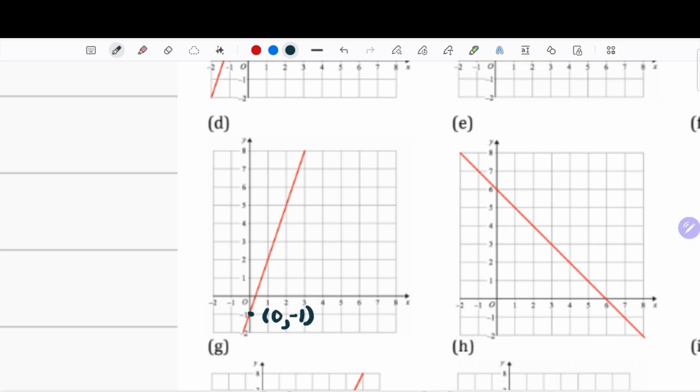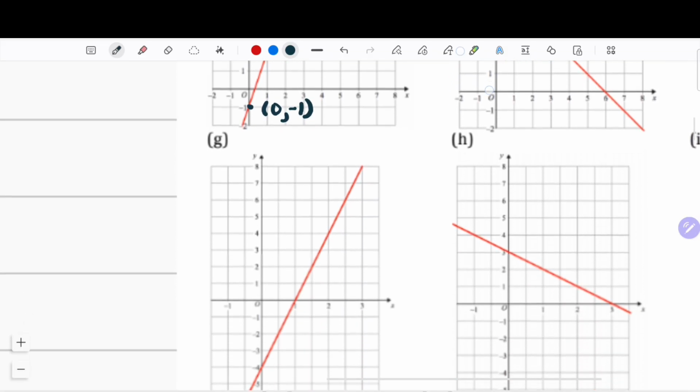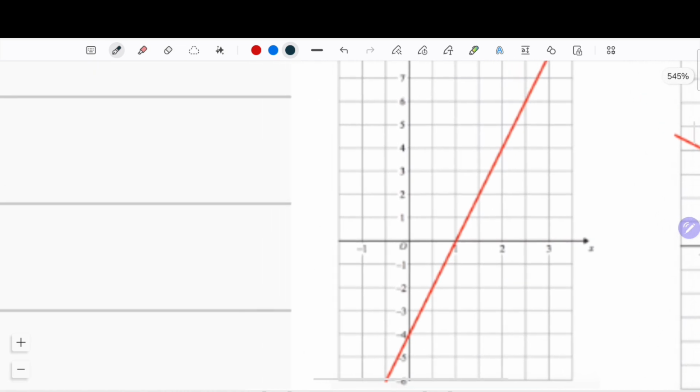What about E? What would be the y-intercept? Here, (0, 6). That means your b would be +6. One more time. According to this graph, what would the y-intercept be? Right here. It will be (0, -4). And if you wrote the equation of a line, it would be y equals mx minus 4.